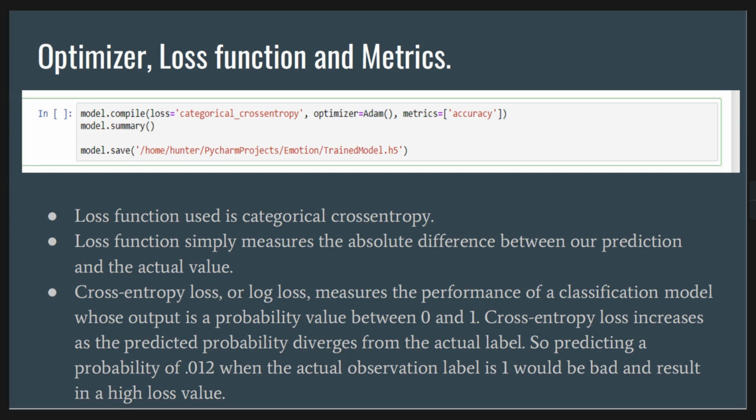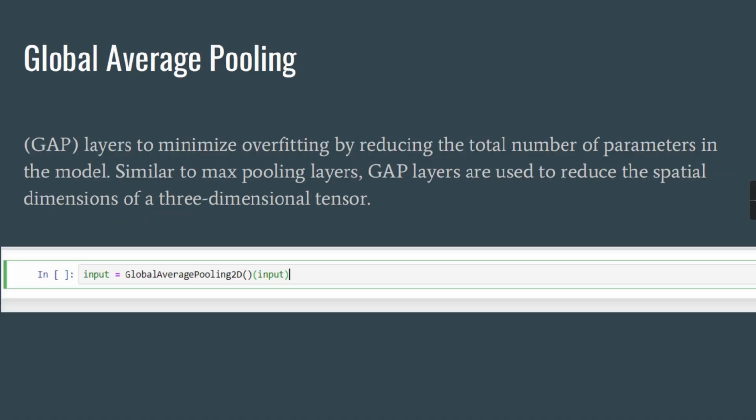The cross entropy log loss measures the performance of a classification model, where the predicted probability diverges from the actual label. So predicting a probability of 0.012 when the actual observation label is 1 would be a bad result, with a higher loss value.